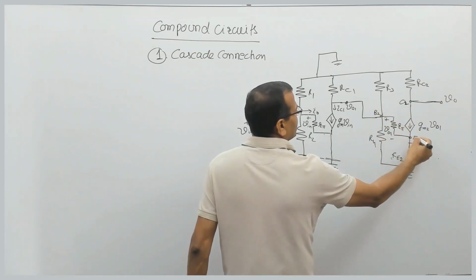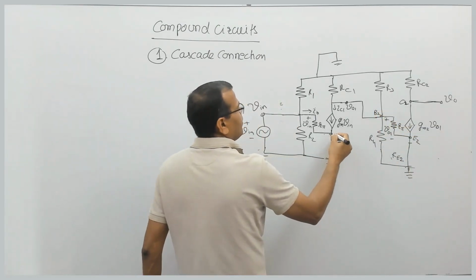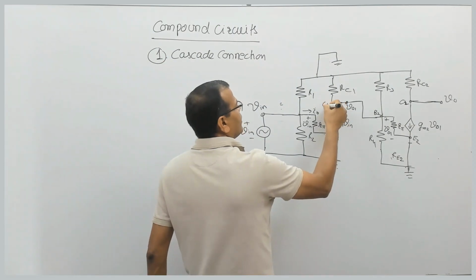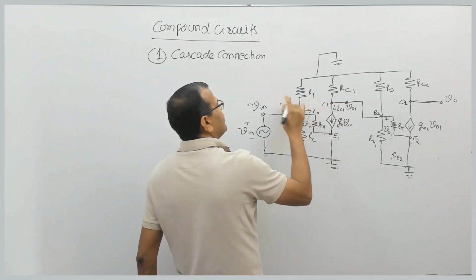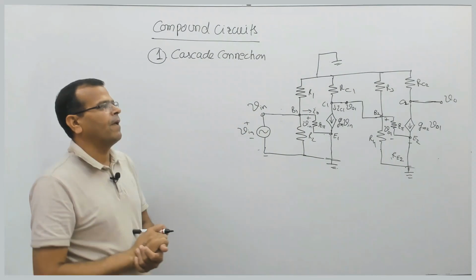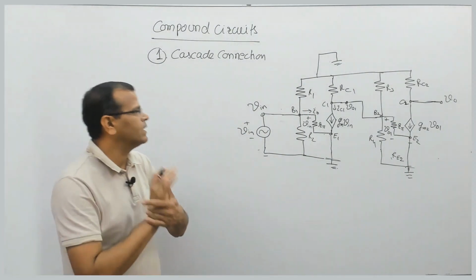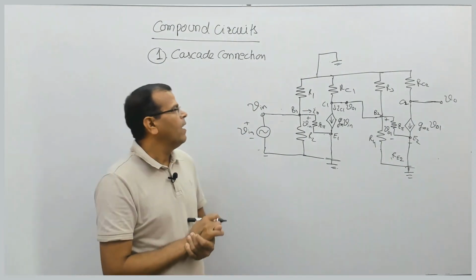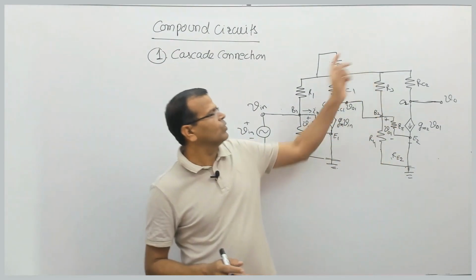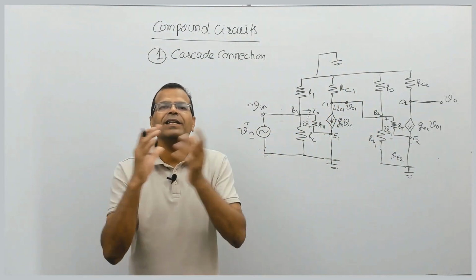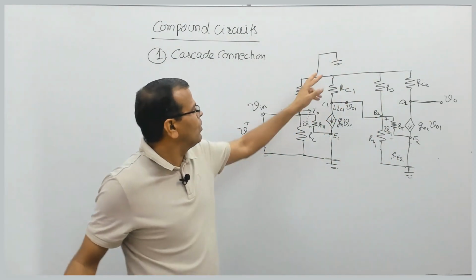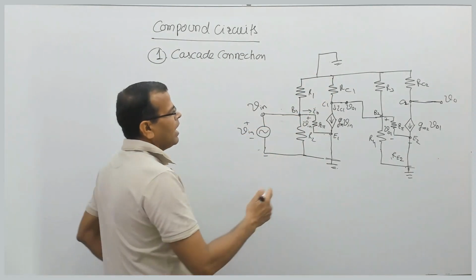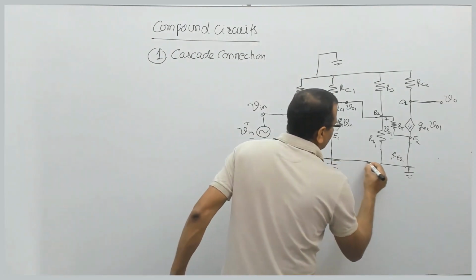This is the emitter of the second stage. This is the emitter of the first stage, collector of the first stage, base of the first stage. Now in most of the cases, we don't take multiple grounds. We will be taking one single ground. So to remove ground from this point, I will be taking single ground here.